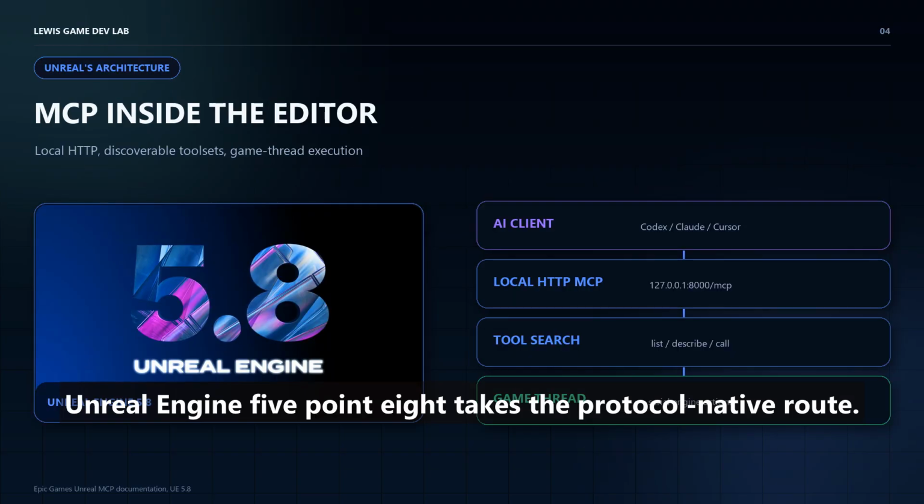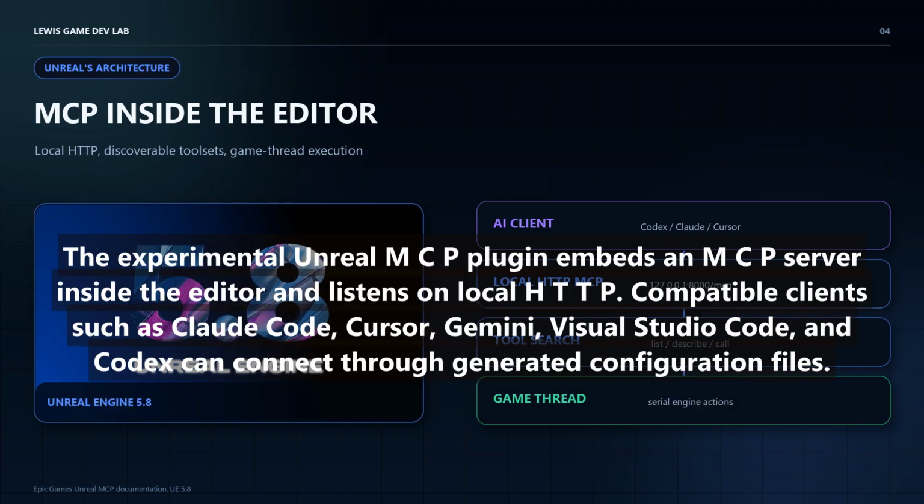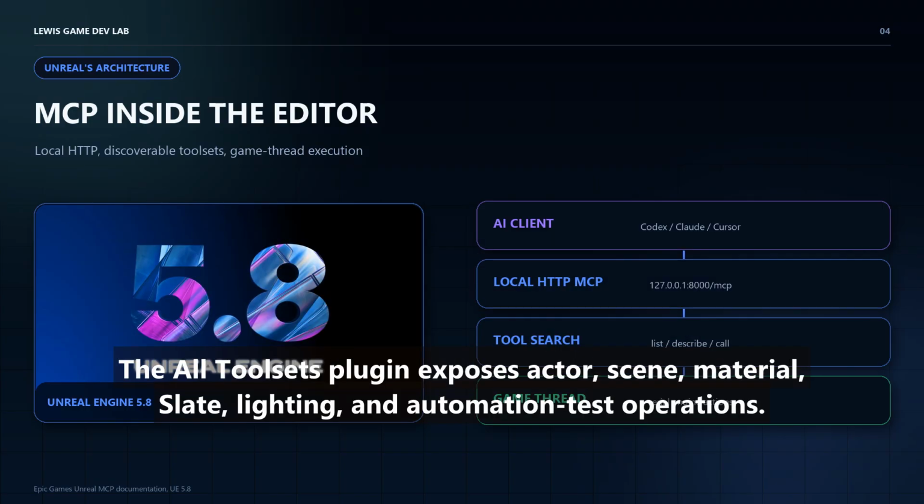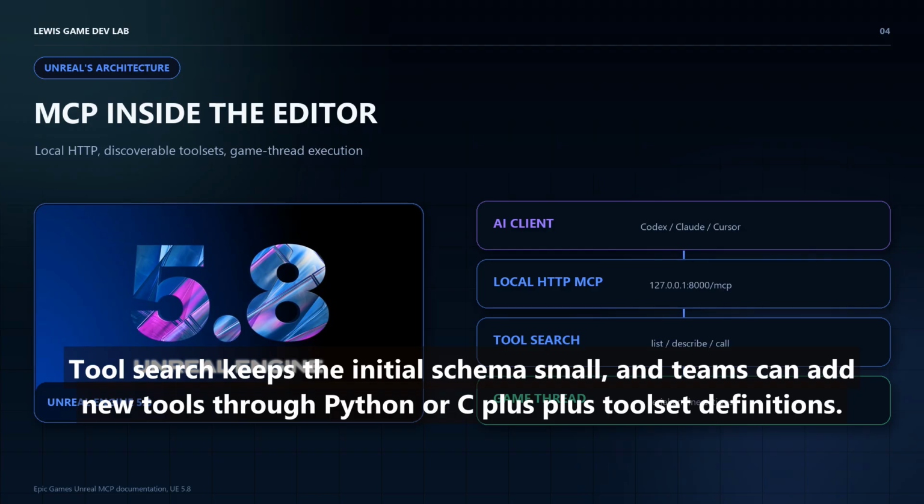Unreal Engine 5.8 takes the protocol-native route. The experimental Unreal MCP plugin embeds an MCP server inside the editor and listens on local HTTP-compatible clients such as Claude Code, Cursor, Gemini, Visual Studio Code. And Codex can connect through generated configuration files. The All Toolsets plugin exposes actor, scene, material, slate, lighting, and automation test operations. Tool search keeps the initial schema small, and teams can add new tools through Python or C++ toolset definitions.